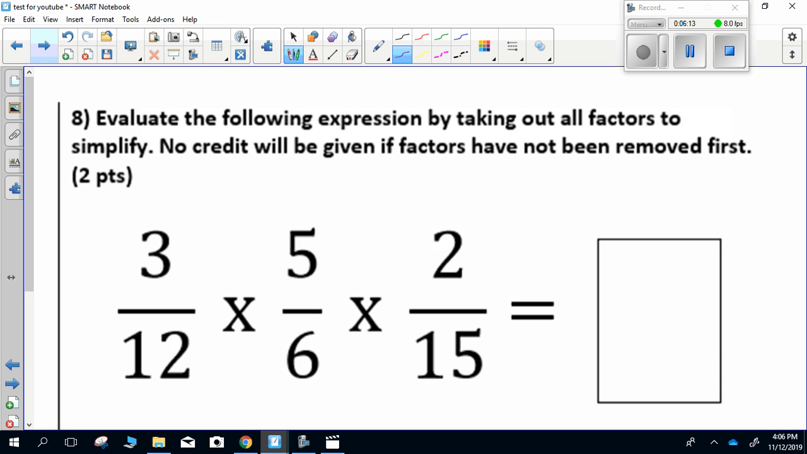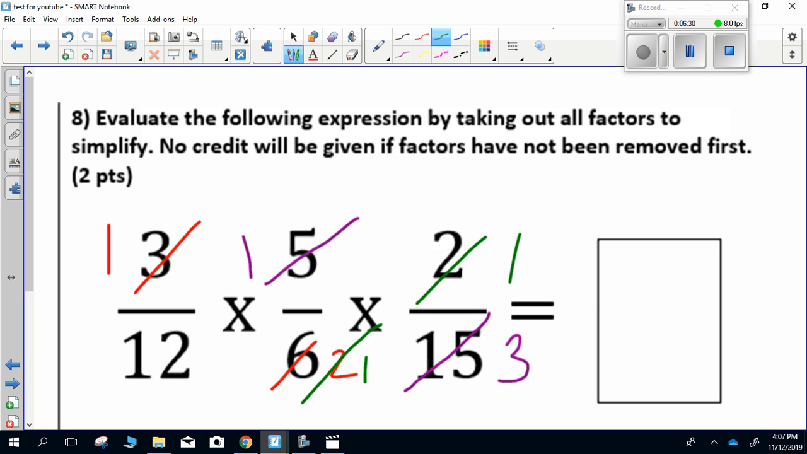Okay, here I'm going to do some factoring, so I'll take out a 5, which leaves me with 3 and 1. Take out a 3, which leaves me with 1 and 2. Take out a 2, which leaves me with 1 and 1. Multiply my numerators. 1 times 1 times 1 is 1. 12 times 1 is 12, times 3 is 36. So 1/36.